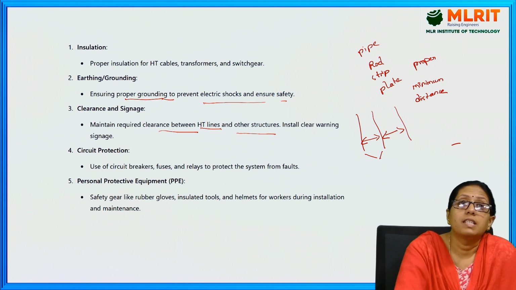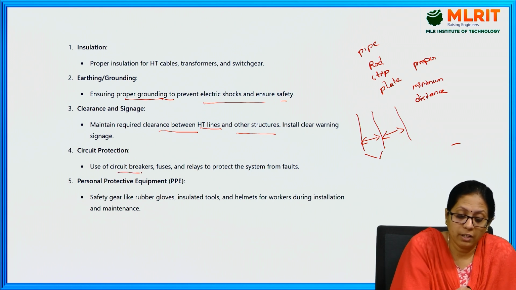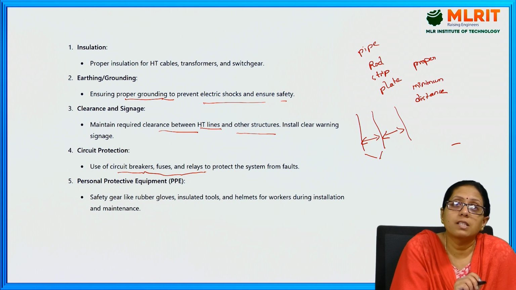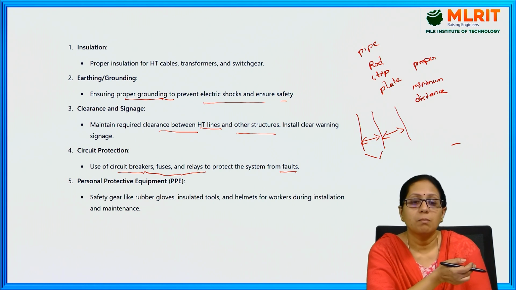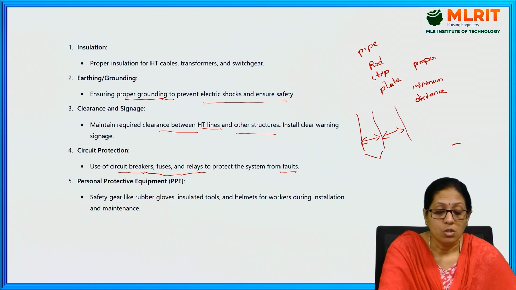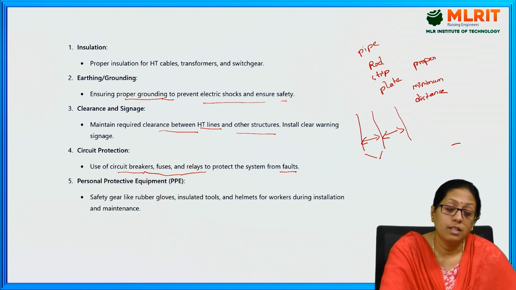Next one is circuit protection. Use protection devices like circuit breakers, fuses, and relays to protect the system from the different types of faults that may occur in different seasons based on the temperature, or manual faults also. So, for reducing these faults, we need to connect different protection devices like circuit breakers, fuses as well as relays.